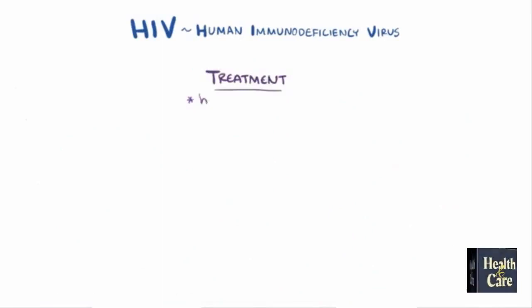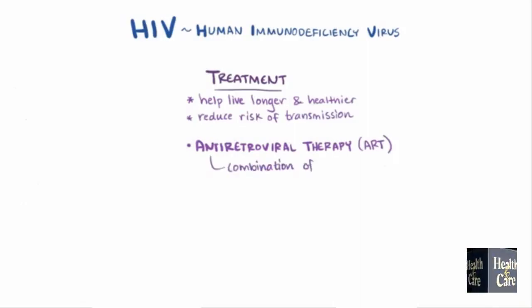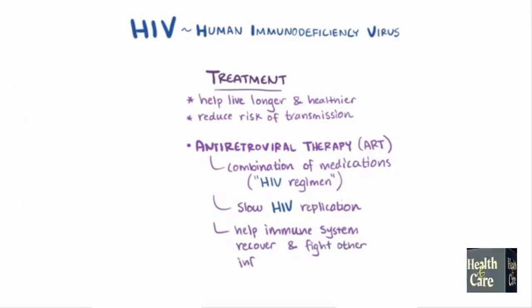Treatment, however, can help somebody with AIDS live longer, healthier lives, and help reduce the risk of transmission. The primary method is to use antiretroviral therapy, or ART. ART isn't a single medicine, but a combination of medicines that's known as an HIV regimen. These help slow down HIV replication, which gives the immune system a chance to recover and help fight off other infections more effectively.